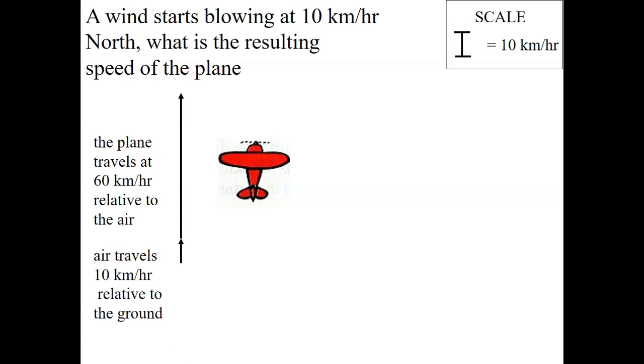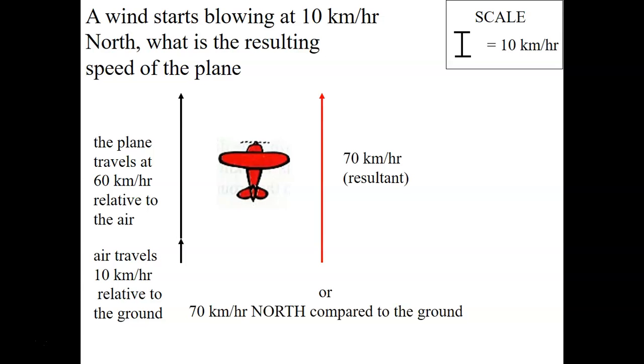Now, if it's flying along and along comes a tailwind at 10 kilometers per hour, the air relative to the ground, okay, the plane is going to speed up relative to the ground. So it's going to be traveling at 70 kilometers per hour. So that's the resultant. Again, they're parallel, so we just add or subtract them.